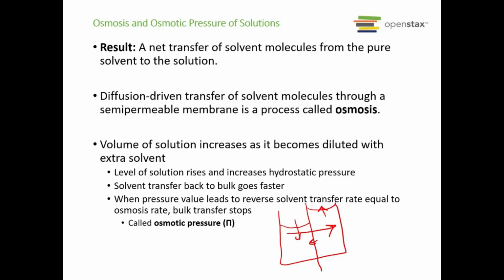So when you get to a point where the rates end up being equal, you might still have these unequal volumes, but the rate of solvent transfer is equal. The bulk transfer stops. So now we're at equilibrium. And we have what's called osmotic pressure, and we abbreviate that with a capital pi sign.